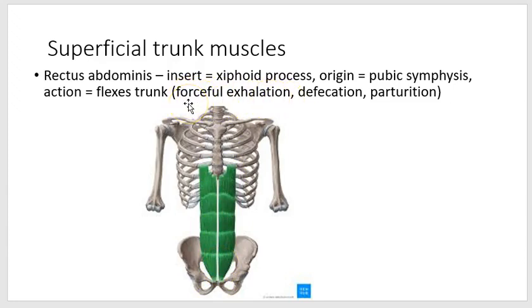What are you going to do? You're going to bend over and breathe out. It's also important in defecation. It helps you push out the stuff that is inside your intestines, and also in childbirth, so parturition. So your rectus abdominis. Here you can see the linea alba, the white line that runs down the middle, and those tendinous intersections that can give you a six-pack.